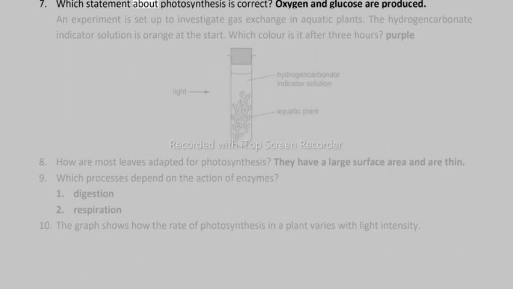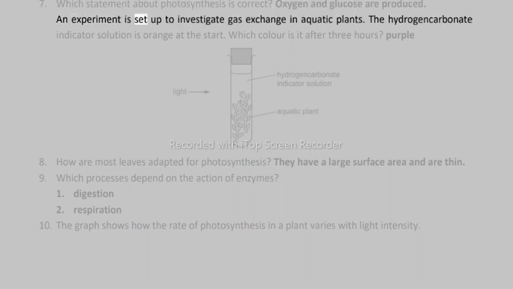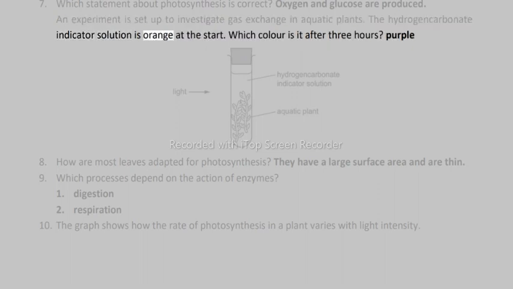7. Which statement about photosynthesis is correct? Oxygen and glucose are produced. An experiment is set up to investigate gas exchange in aquatic plants. The hydrogen carbonate indicator solution is orange at the start. Which color is it after 3 hours? Purple.